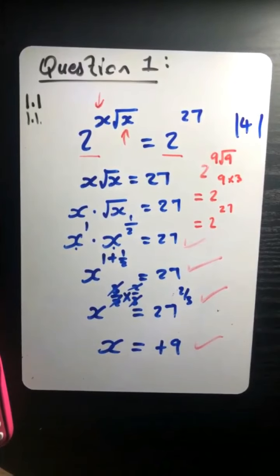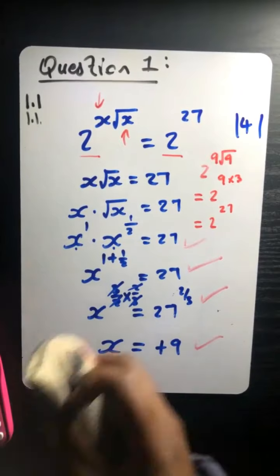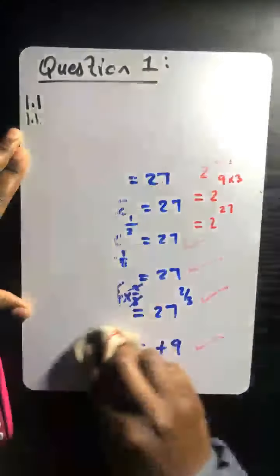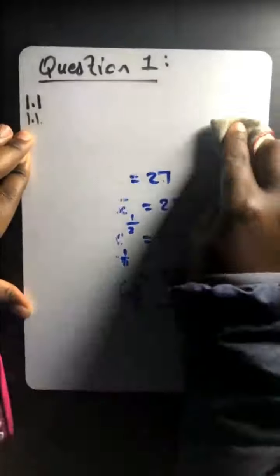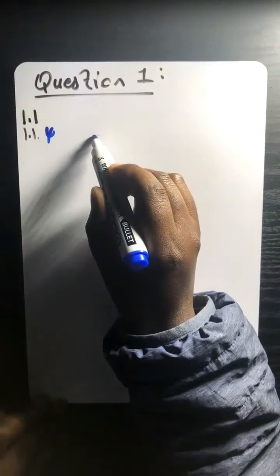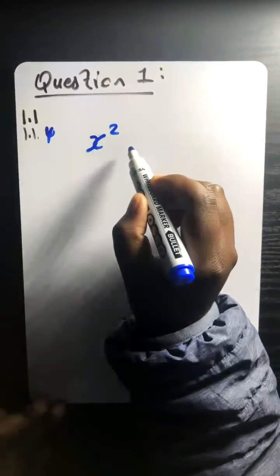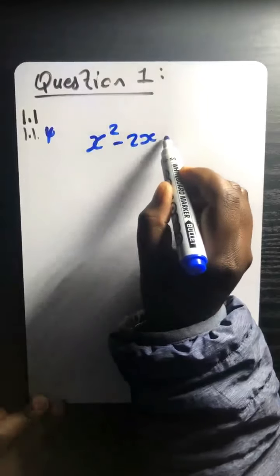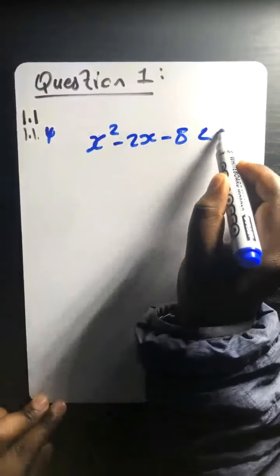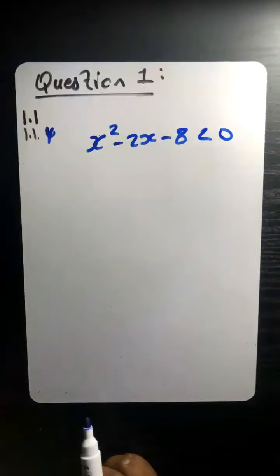I notice we are remaining with about 15 minutes. So I'll just have to make sure that I try to squeeze everything within that time. Otherwise, if I don't, then I'll just explain in terms of how you go about the rest of the question. So 1.1.4 is x squared minus 2x minus 8 less than 0.